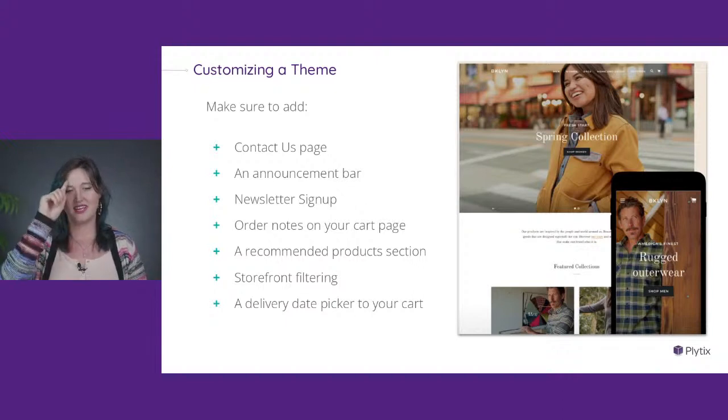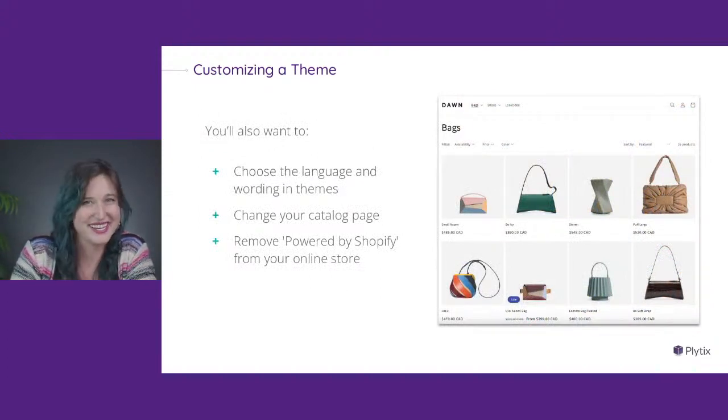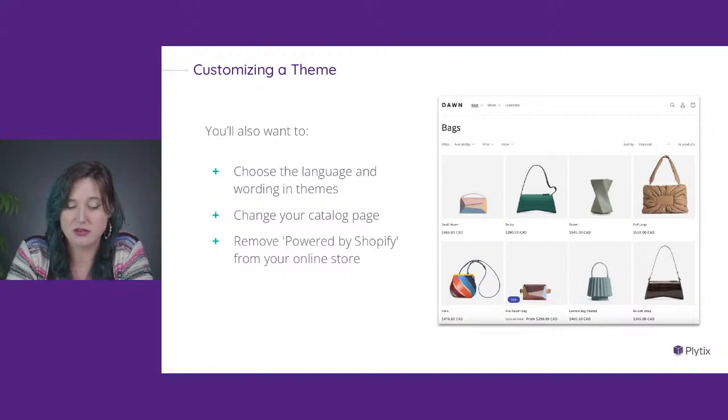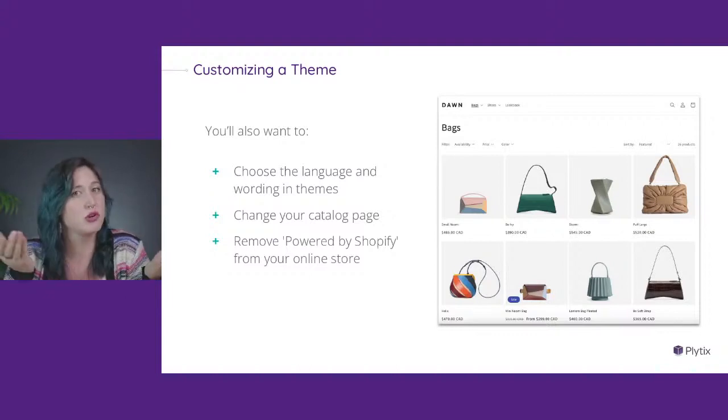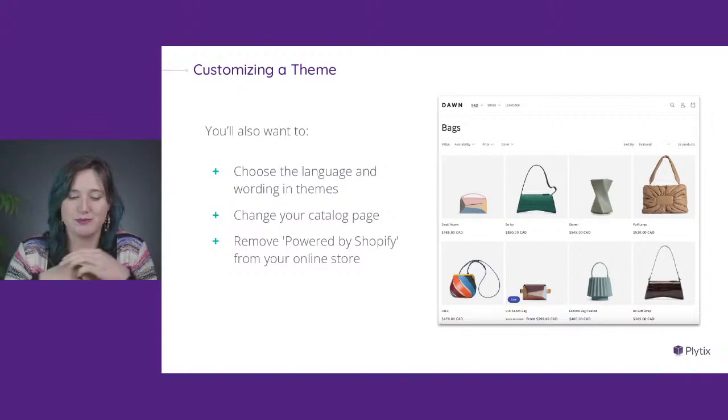So let's talk about language and wording in themes. Maybe you've heard the phrase, it's not what you say, it's how you say it. So it's important to choose language that reflects your brand. It's also important to use language that your audience uses and relates to, and it fits your brand's tone. So do you prefer cart or shopping bag? Do you prefer sold out or unavailable?